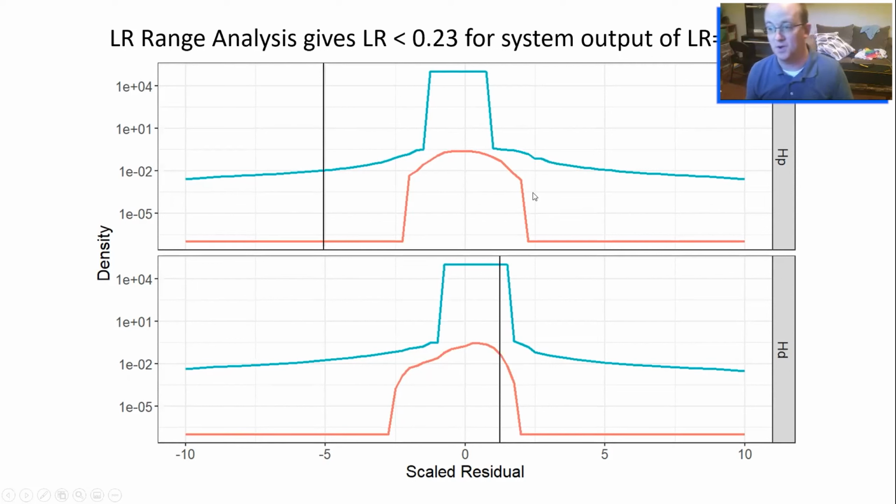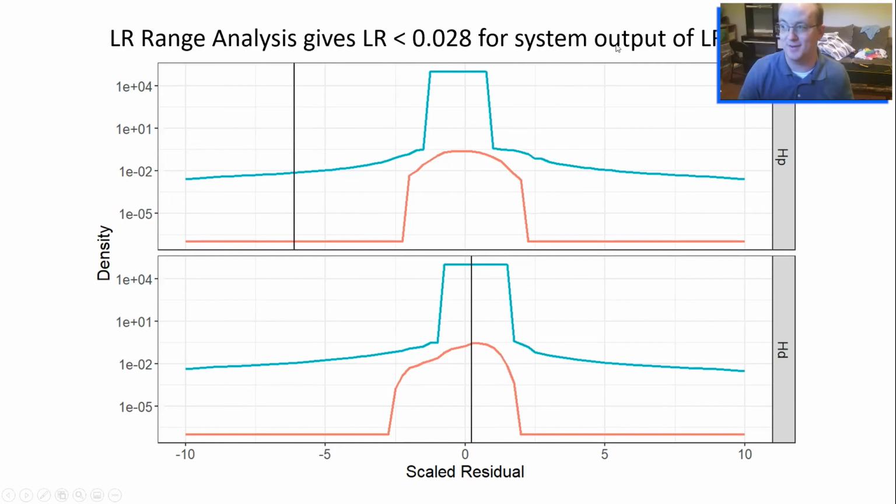And just wrapping up, you can go in the other direction too. If the system had output a likelihood ratio of 1/1,000,000, then the LR range analysis is analogous in the opposite direction. Rather than saying it could go up to infinity, it could go as low as 0, but it's not bigger than 0.23 for this system. And if you push that farther, considering a likelihood ratio of 1/1,000,000,000, this drops down to 0.028.